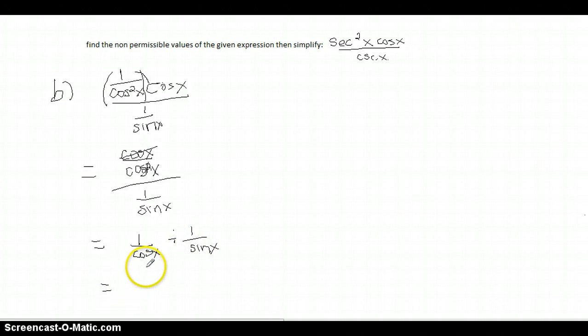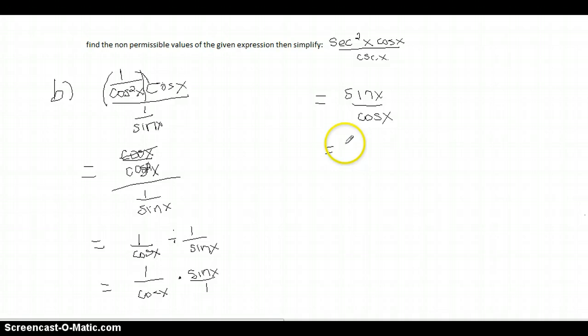So we can rewrite that as 1 over cosine of x. Remember, you change the sign and then flip your fraction. So you're multiplying by sine of x over 1. And then that finally is equal to sine of x divided by cosine of x. And if you remember, what is sine x over cosine of x? Well, that is just tan of x. Alright, so from this we can say that secant squared of x times cosine of x, all divided by cosecant of x, is equal to tan of x. So simplified, that is simply what it is equal to.